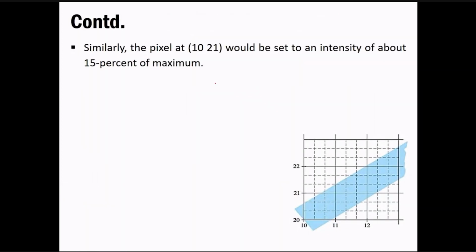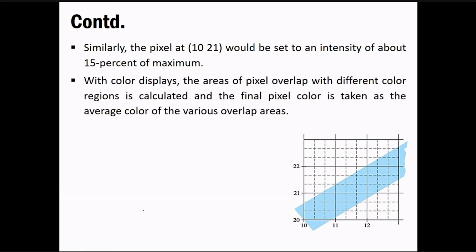Okay, similarly the pixel at 1021 would be set to an intensity of about 15% of the maximum. Okay, so you now have to see, based on the coverage that we are having, how much coverage it is covering, and how much value it is giving to that particular pixel out of the maximum value. So it can be easily determined from the given thing.